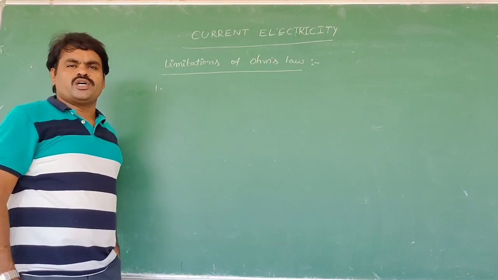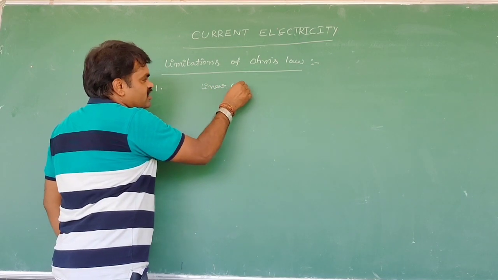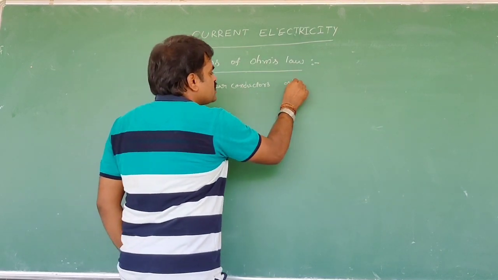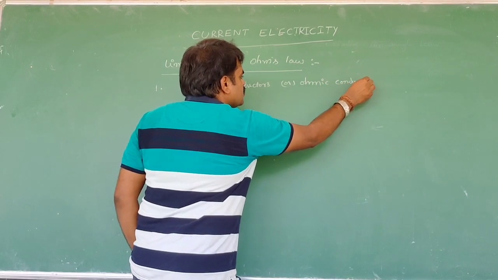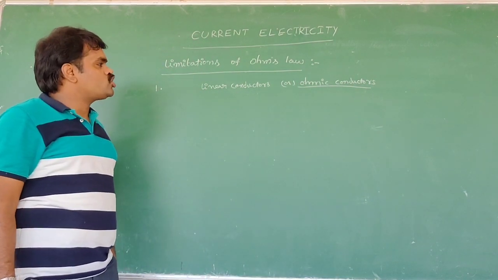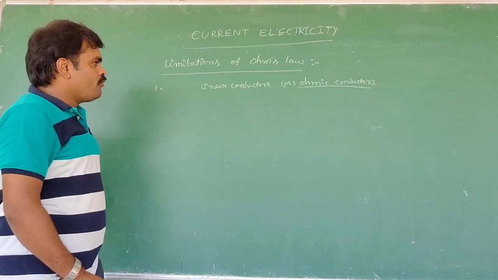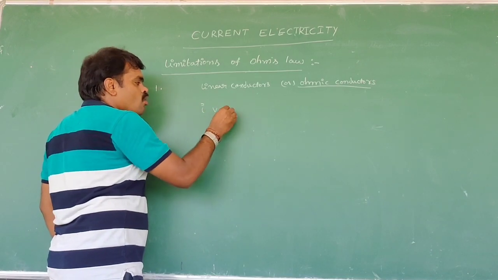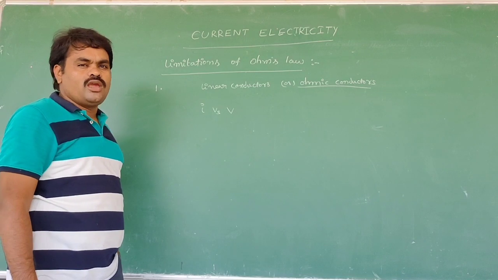Ohm's law is valid for linear conductors, or ohmic conductors. What are called ohmic conductors? The conductors which obey Ohm's law are called ohmic conductors. For ohmic conductors, the current versus potential graph is a straight line which is passing through the origin.